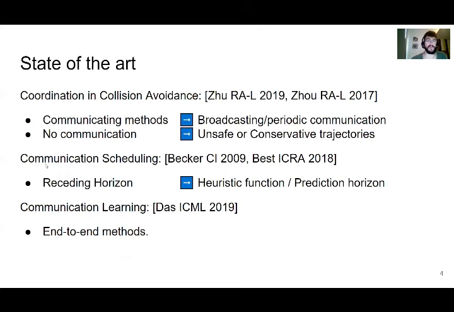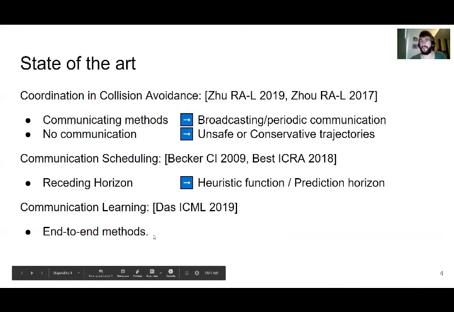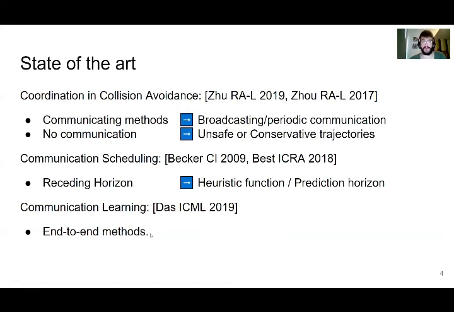There are also those methods that use communication scheduling. These usually use receding horizon algorithms, which generally depend on the design of a heuristic function and might be limited by the prediction horizon set a priori. Finally, those methods that try to learn the communication policy usually tend to learn the control input at the same time. Thus, they don't get to profit from already existing motion planning algorithms that already work well.